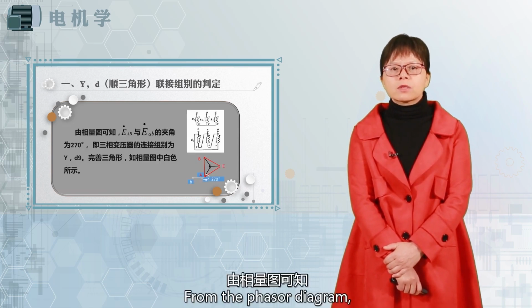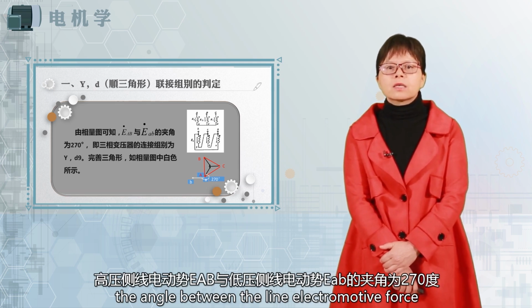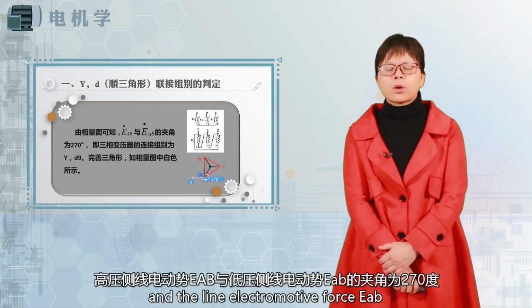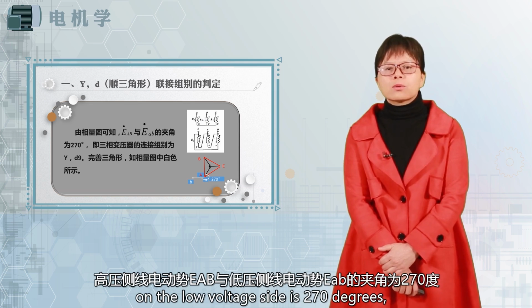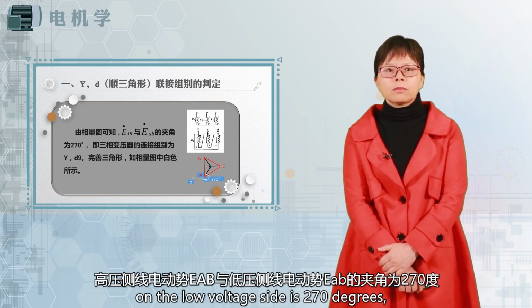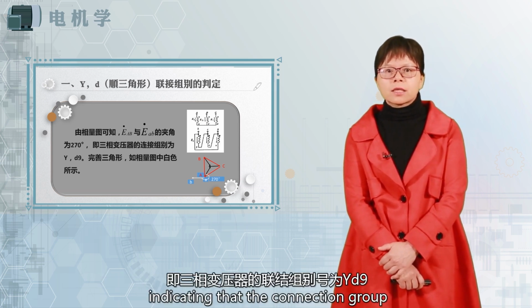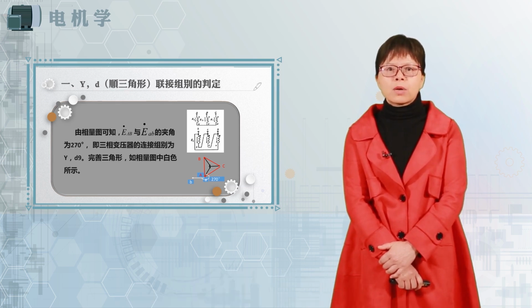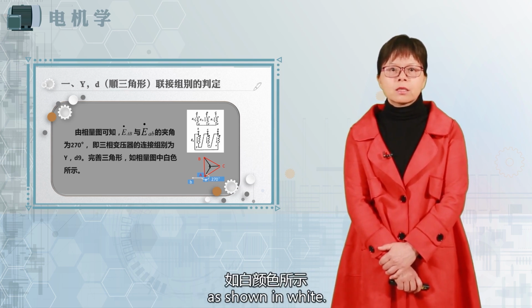From the phasor diagram, the angle between the line electromotive force EAB on the high voltage side and the line electromotive force EAB on the low voltage side is 270 degrees, indicating that the connection group number for the three-phase transformer is YD9. Similarly, complete the triangle as shown in white.